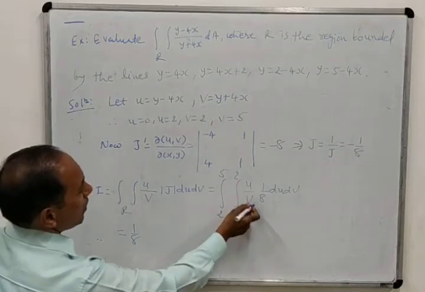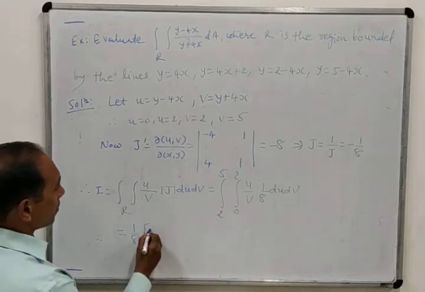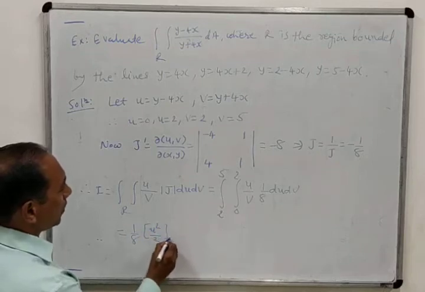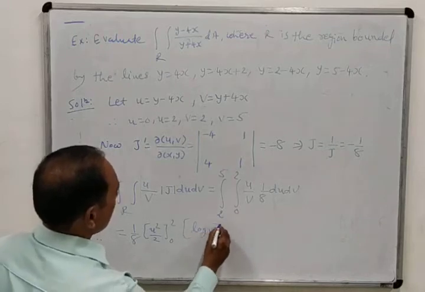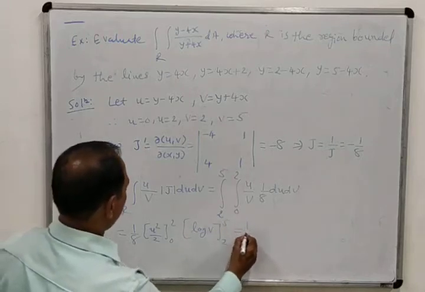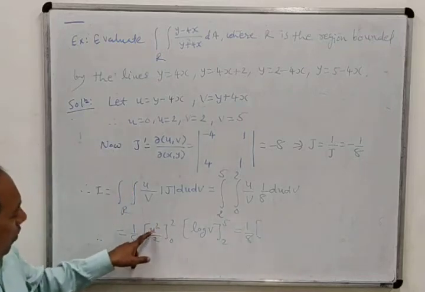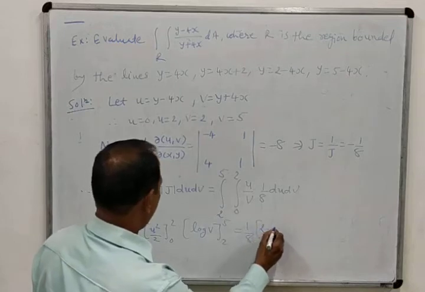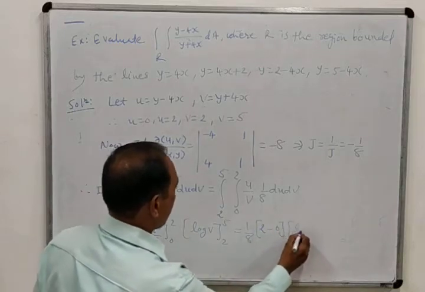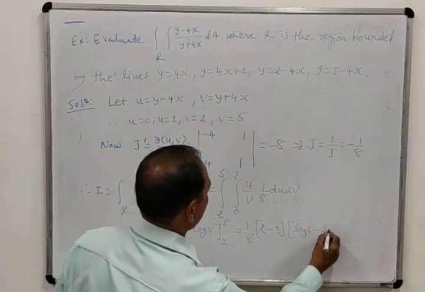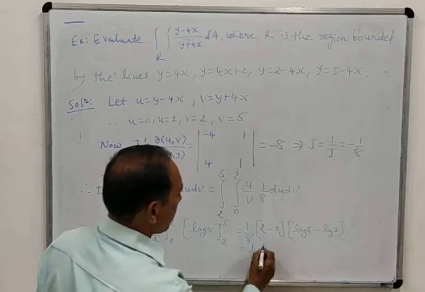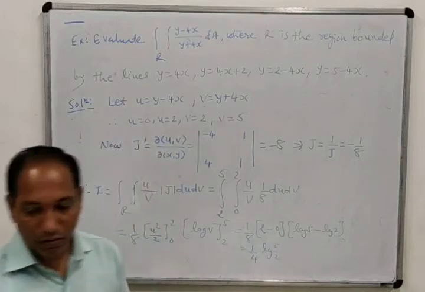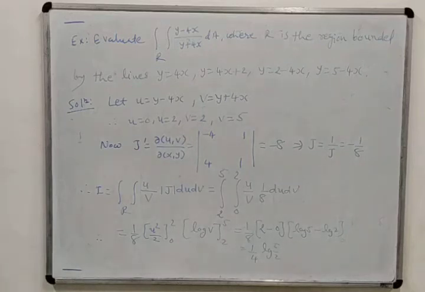Here constant limits are there, and u and v are separated, so we can do it in a single step. So u has the integration u square by 2, with limits 0 to 2, and 1 upon v has the integral log of v, with limits 2 to 5. So 1 upon 8, this is 4 by 2, that means 2 minus 0, and this is log of 5 minus log of 2. Okay, so 2 by 8 means 1 by 4. Log of 5 minus log of 2 means log of 5 by 2. You know log of x upon y is log of x minus log of y. So this is the required answer.